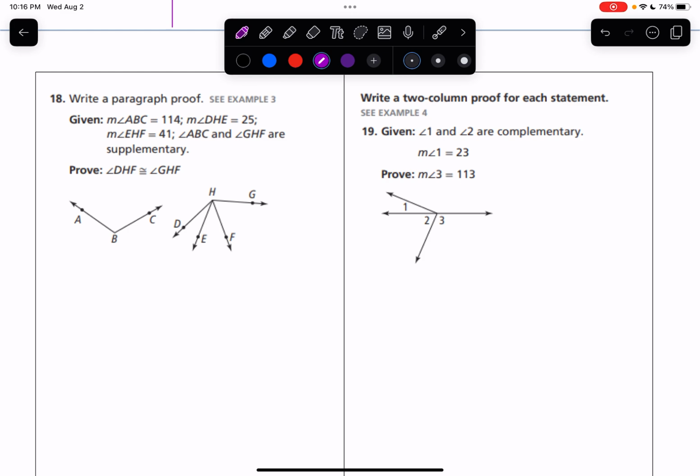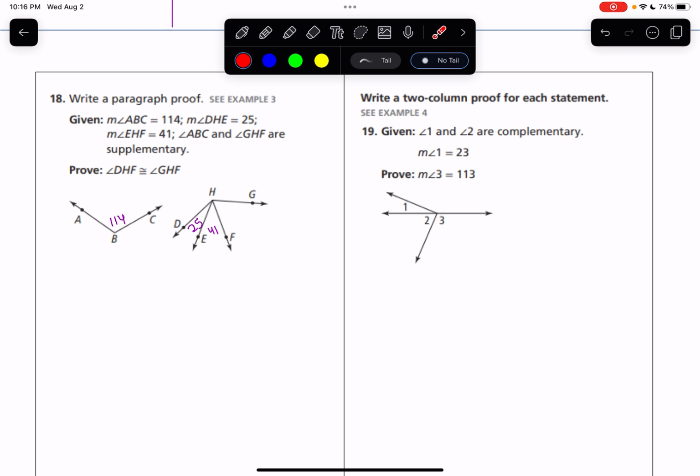So we're given this information. The measure of angle ABC is equal to 114 degrees. The measure of angle DHE is equal to 25 degrees. EHF is equal to 41 degrees. And we know that angle ABC and angle GHF are supplementary. So the big angle over on the left and this angle right here add up to 180. We want to prove that angle DHF, this one right here, is congruent to angle GHF.